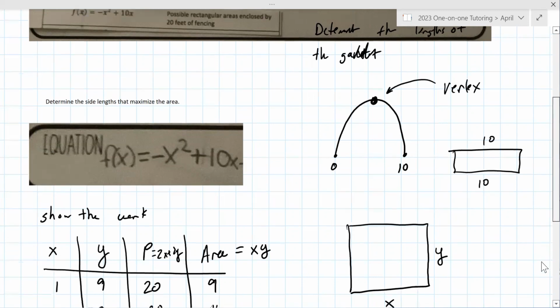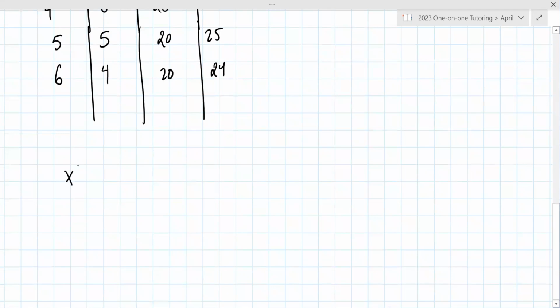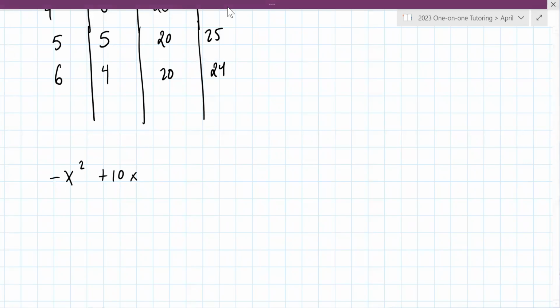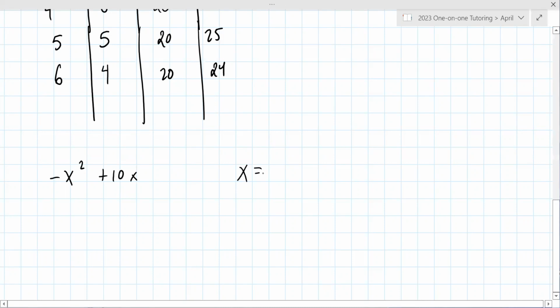So notice that when it's in this form, minus x squared plus 10x, we can find the vertex. Okay, so that's a formula. If you recall from the other day, it's x equals minus b over 2a. What is a and what is b in this equation? A is -1 and B is 10. Good. So minus b is minus 10 over 2 times -1. What does that reduce to?